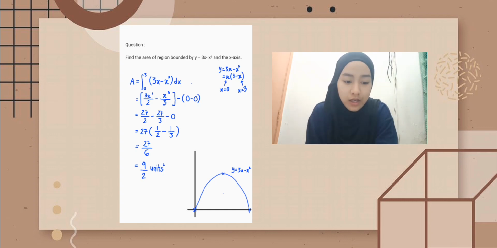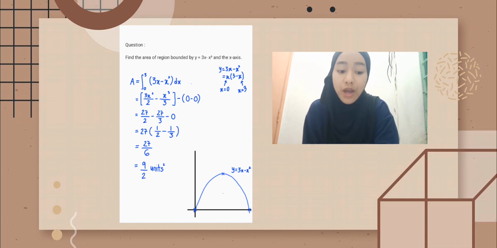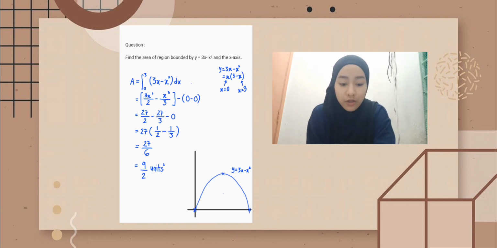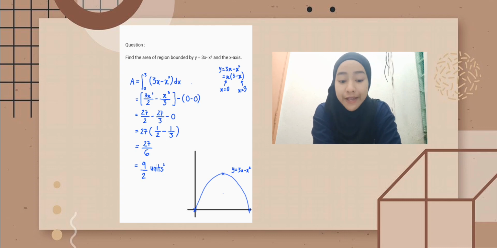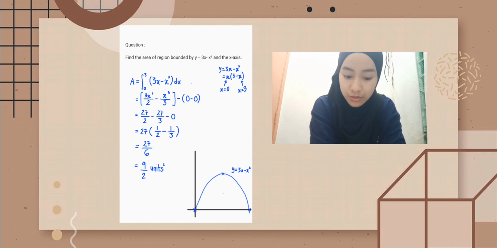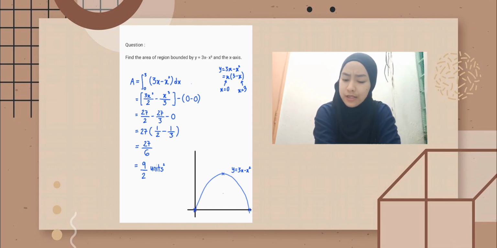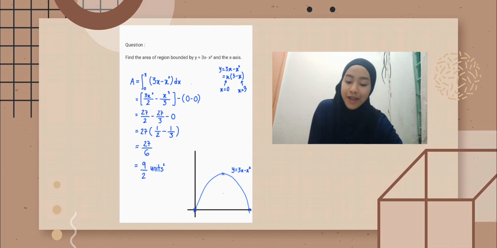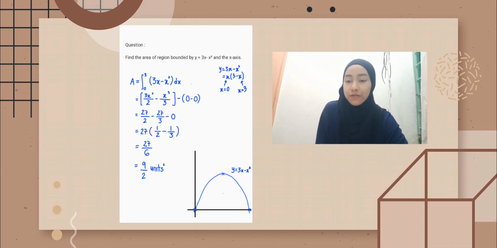So I get 3 times 3 squared over 2, take away 3 cubed over 3, minus 0 take away 0, close bracket. Let's simplify: 3 times 3 squared is 27 over 2, and then 27 over 3, take away 0. So I have 27 times a half take away a third. So I get 27 divided by 6, and I can simplify once more because there is a common factor of 3 on the 2 numbers, so that gives me 9 over 2 unit squared.